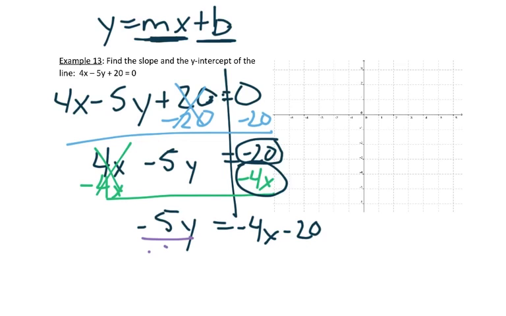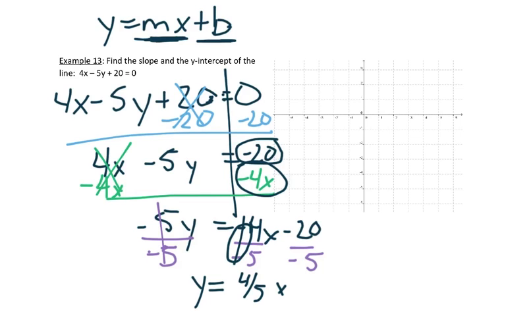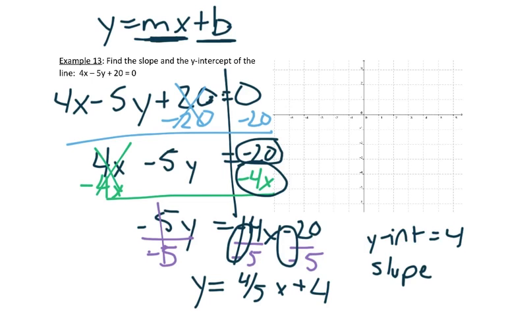And then finally, I need to divide each piece by negative 5. When I divide, I have to divide everything in the equation by the same thing. That cancels out there and leaves me with y equals. Here, the two negatives cancel each other out, and I just get 4 over 5x. And here the two negatives cancel out and leaves me with plus, and then 20 divided by 5 is 4. So, from this equation, I can now see that my y-intercept is 4, and my slope is 4 over 5.